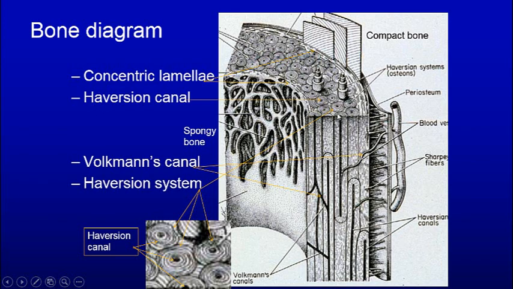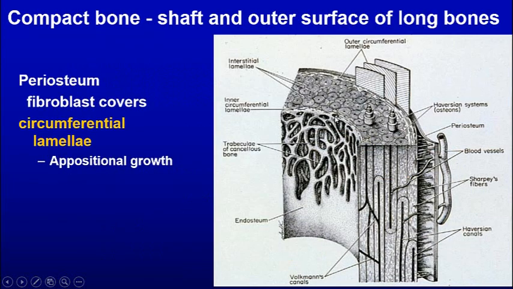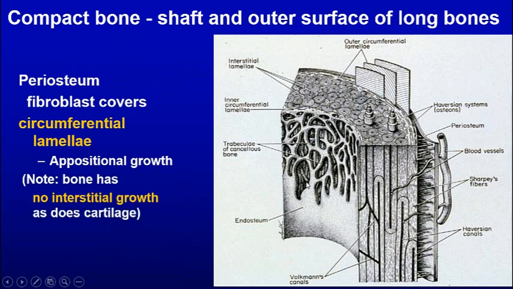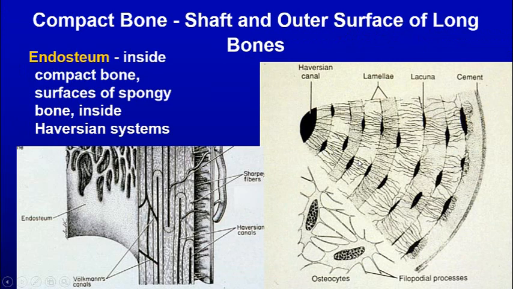So we have these Haversian systems. We'll talk about them. You can see one right here, and the Haversian canal is what's on the inside. A Haversian system is a remodeled unit of compact bone that we can see. So we have circumferential lamellae, as I mentioned, from the periosteum and from the endosteum. It could be outer circumferential, and you have an inner circumferential, and that adds width to the bone, appositional growth. No interstitial growth in bone because it can't push it apart.